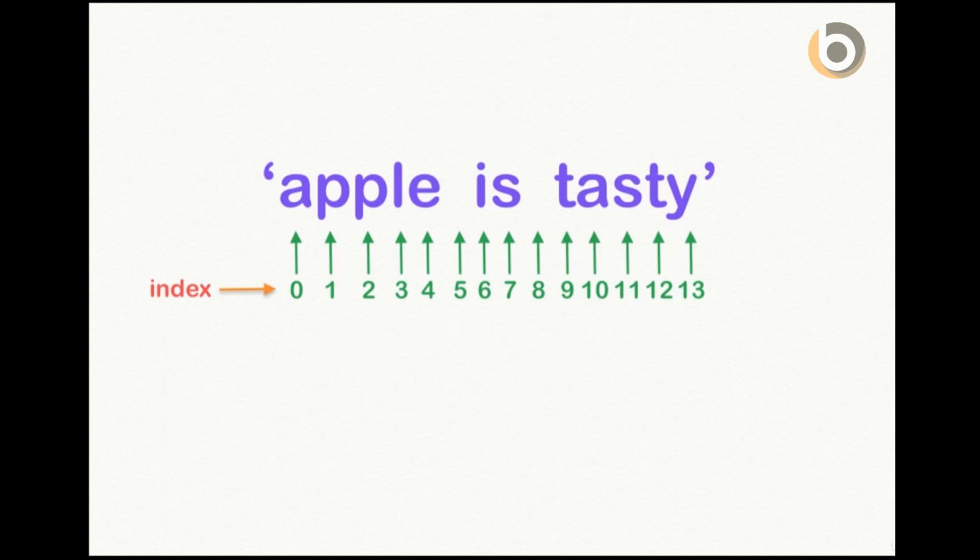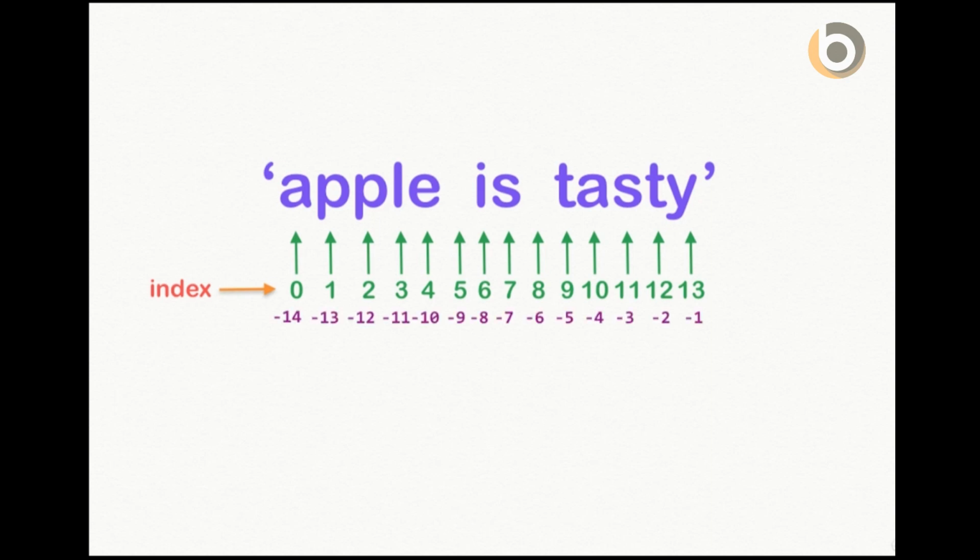Every character of a string is at some particular index, starting from 0 to the length of the string. Here the alphabet A in apple is on index 0 and P is on index 1, and so on for all alphabets in the string. The point to be noted is that an index is also assigned to spaces in a string. In this example, after apple there is a space and its index is 5, and another space is on index 8, that is after is.